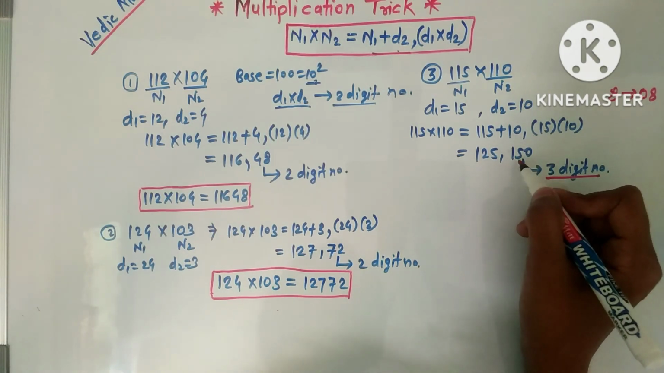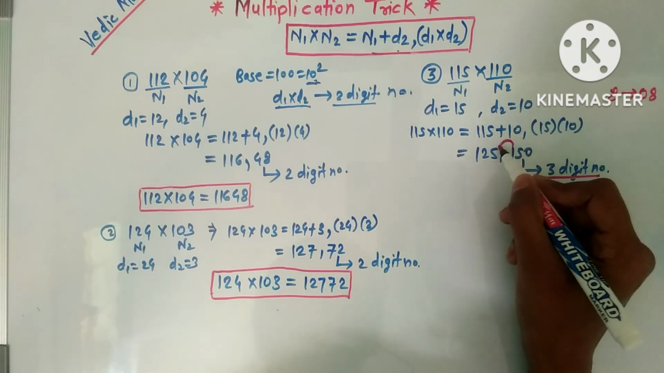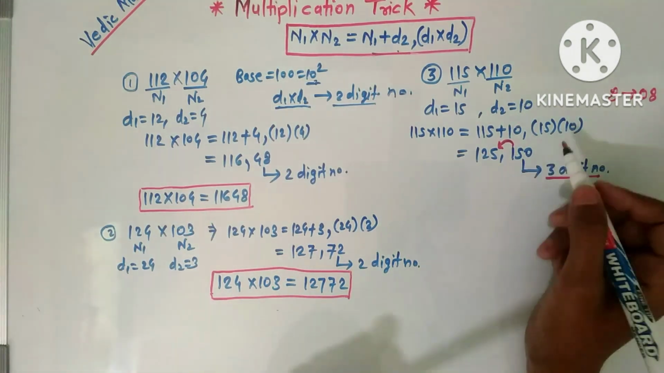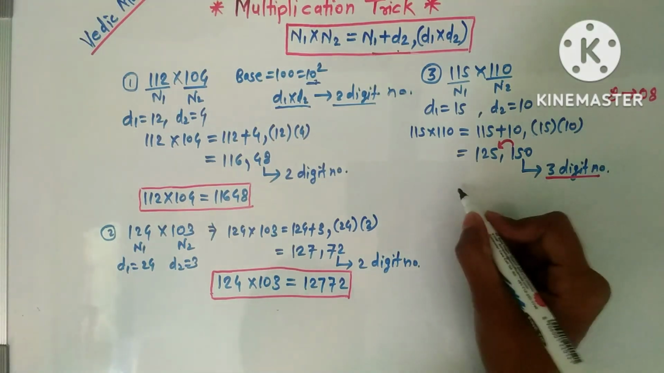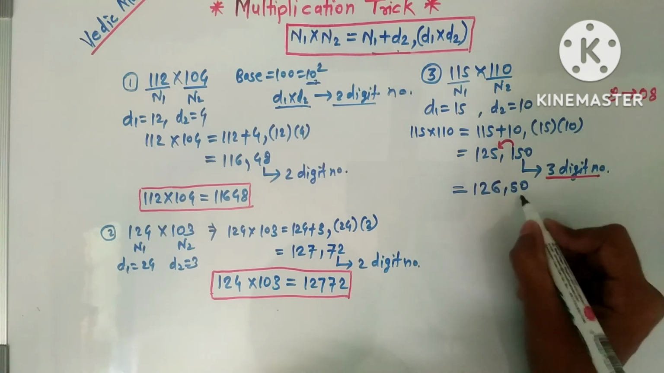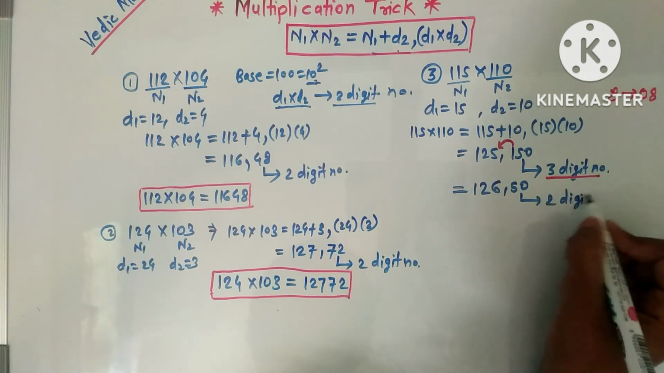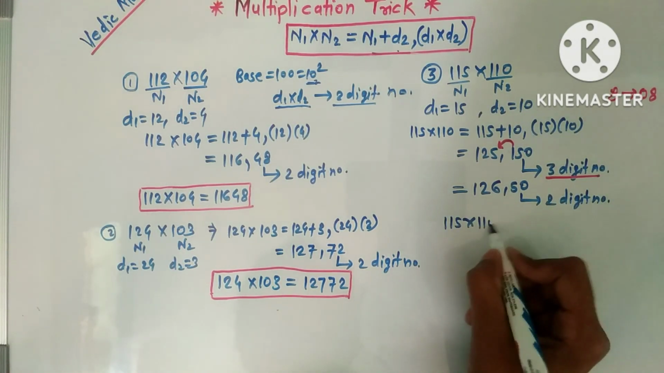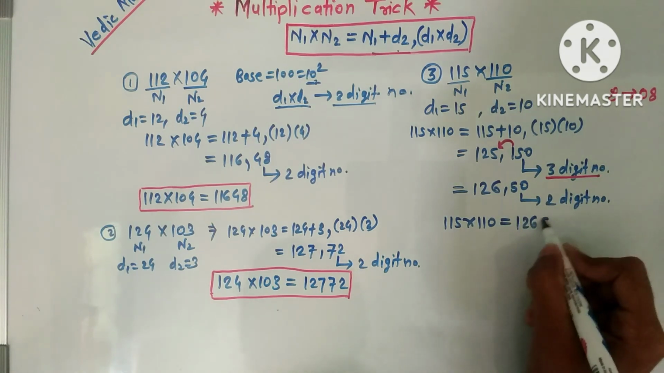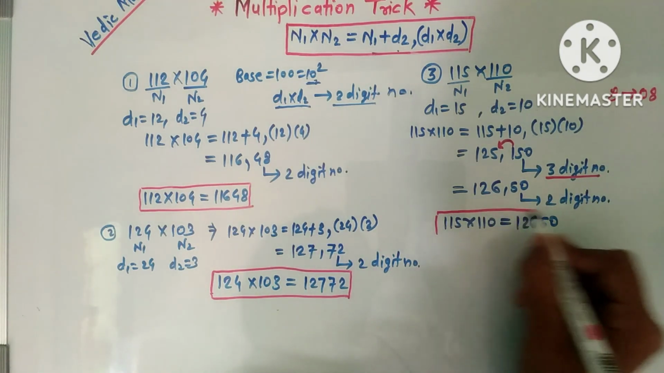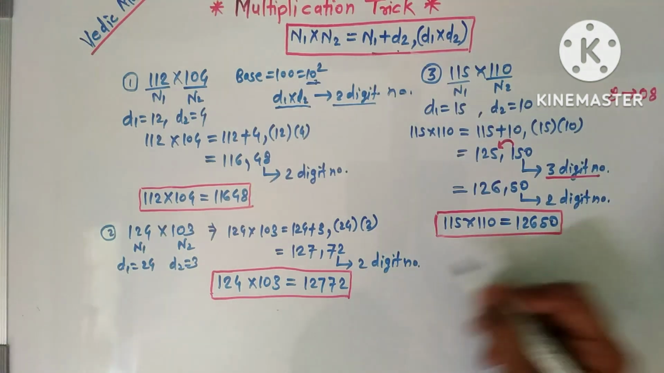So to make it a 2-digit number, we take this 1 as a carry and we add this 1 to the next number. So see here, what will be the answer? 125 plus 1, 126, 50. Now this is a 2-digit number. So this is our final answer. So 115 into 110 is equal to 12650. This is our final answer. You can check on a calculator. So this is our correct answer.